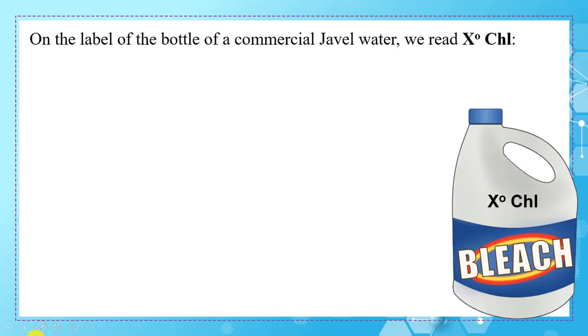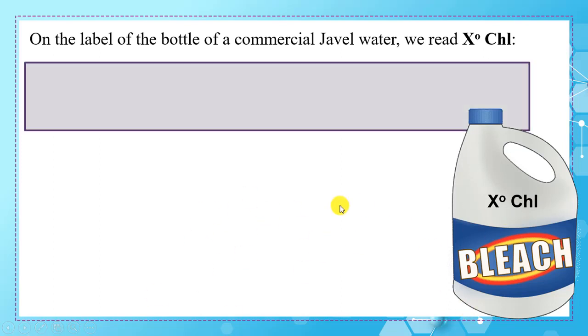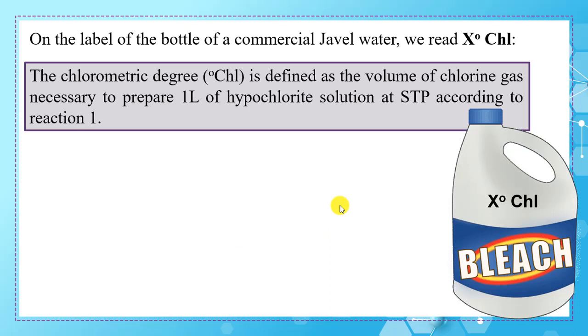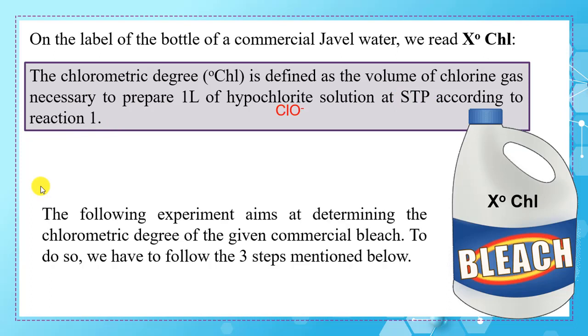On the label of a bottle of commercial Javel water, we read X degree CHL, which stands for the chlorometric degree. CHL is defined as the volume of chlorine gas necessary to prepare 1 liter of hypochlorite solution at STP according to reaction 1. The hypochlorite ion is ClO-.